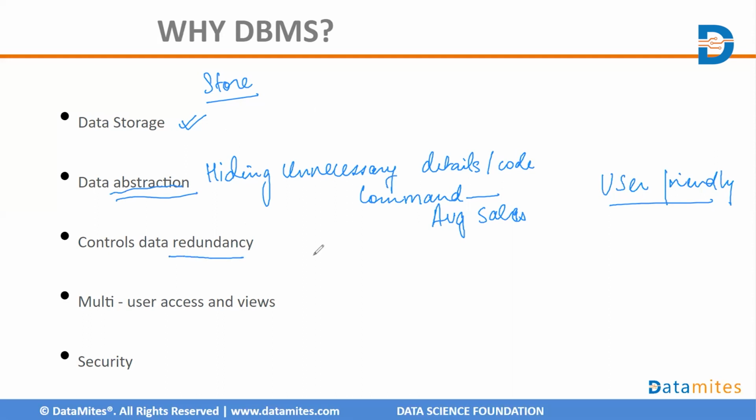Redundancy means repetition of data. So if there is certain repeated data, let's say there are duplicate records, they need not be medical. This is just an example.